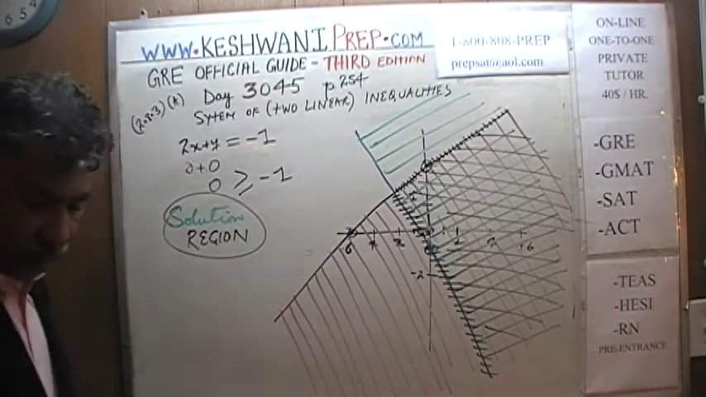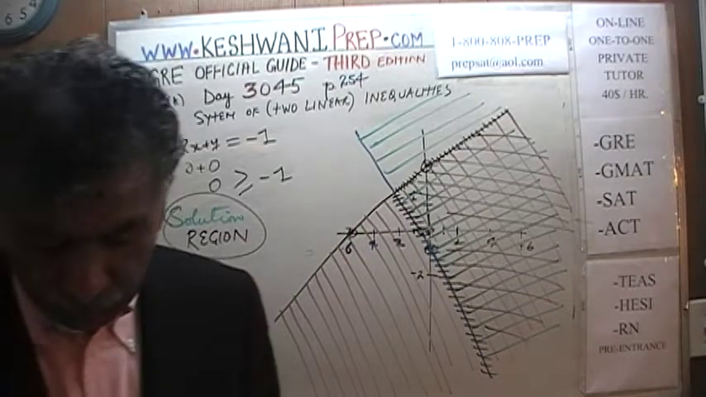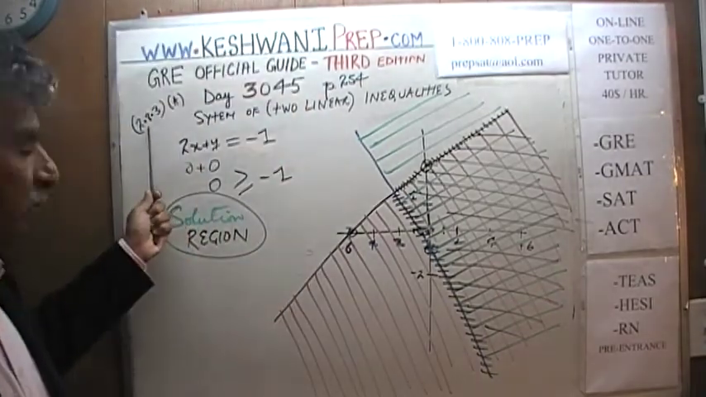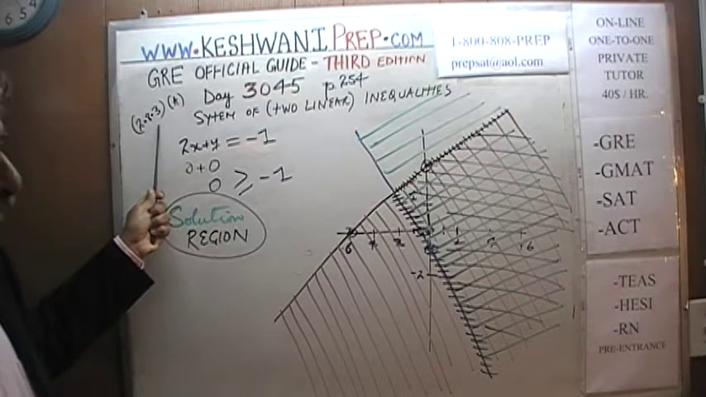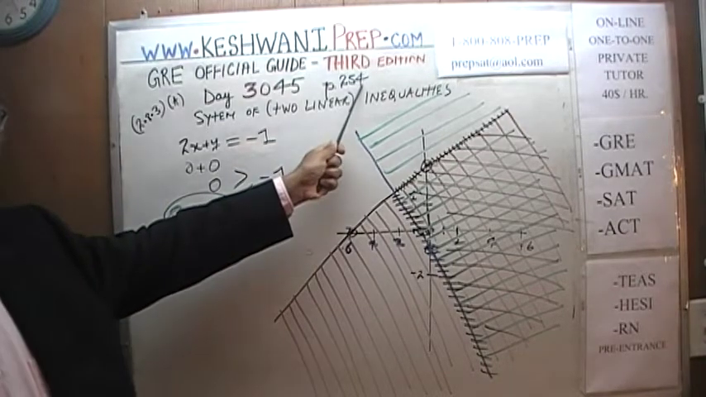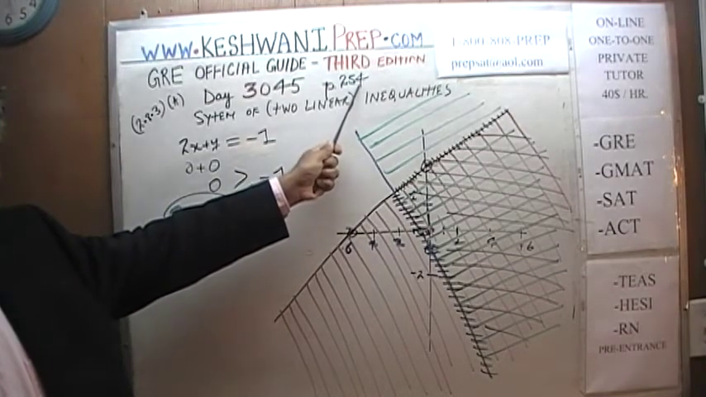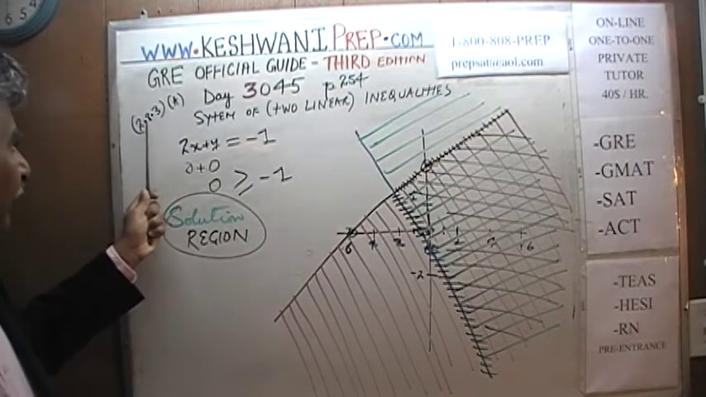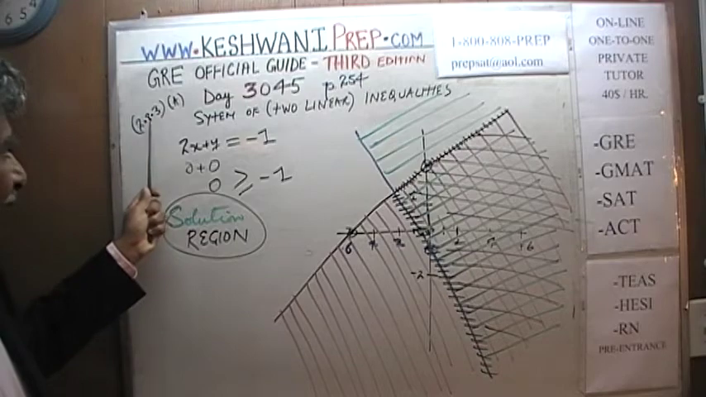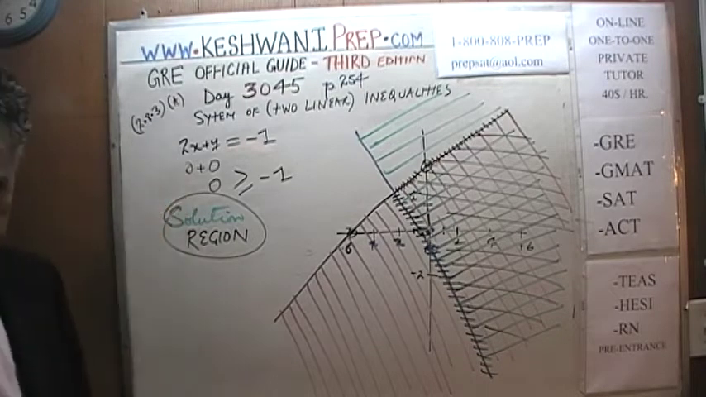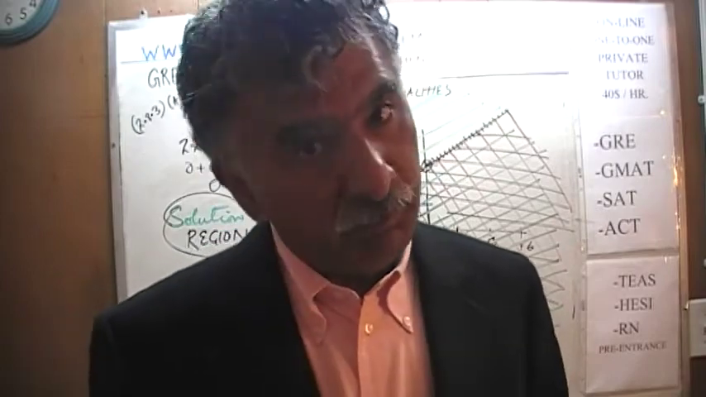This problem appears in the book as 2.8.3, and as I said, it is given to us at the very bottom of page 253, the previous page, where they give us the problem, labeled as 2.8.3. We're going to label it as 2.8.3A. Why A? Because this is your lucky day, and you're going to get a B.